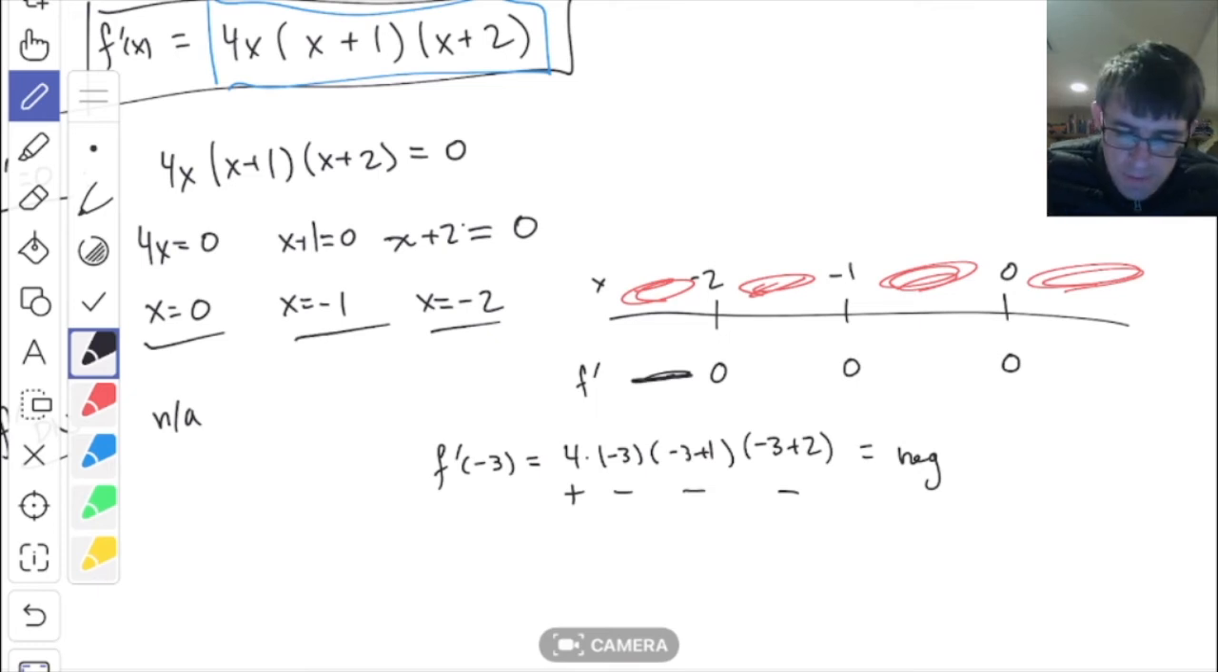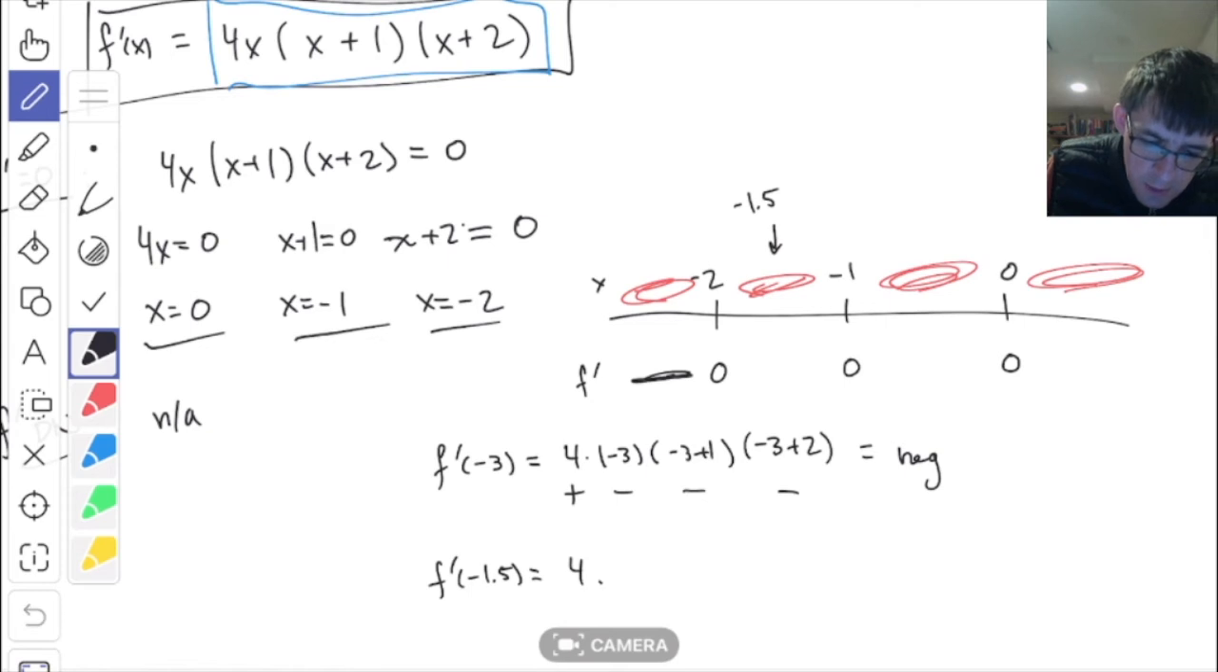Now I need to choose my favorite value in between -2 and -1. Actually, I don't really like any of those values, but I guess I'll have to choose -1.5. Usually I try to choose some number which is easy to plug into the formula. -1.5 isn't great, but it'll have to do. So I'm going to go f prime of -1.5. This will be 4, again, using the formula in the box. 4 times -1.5 times -1.5 plus 1 times -1.5 plus 2.